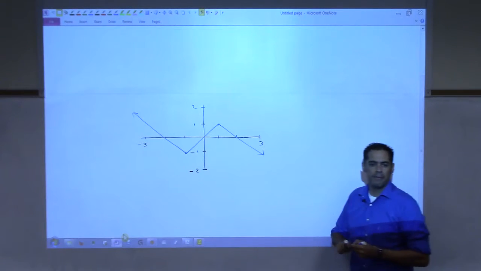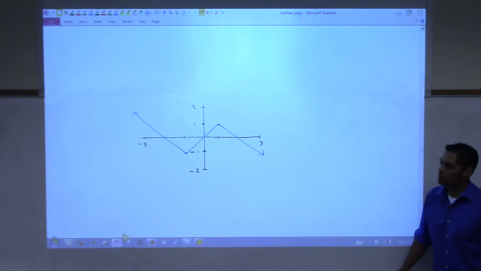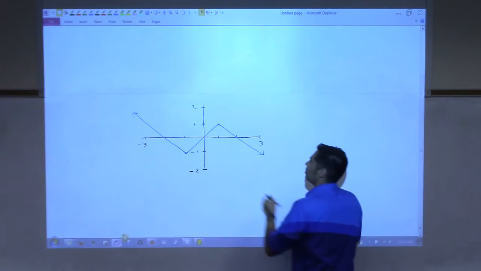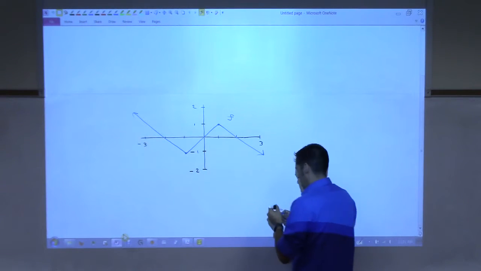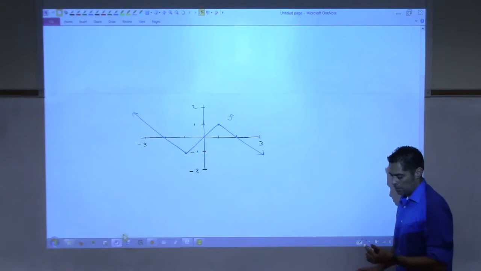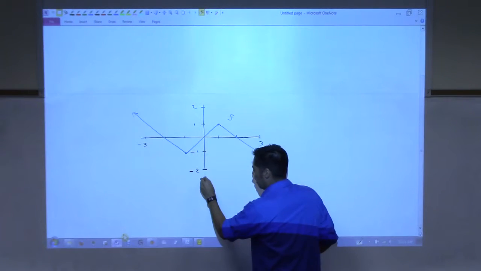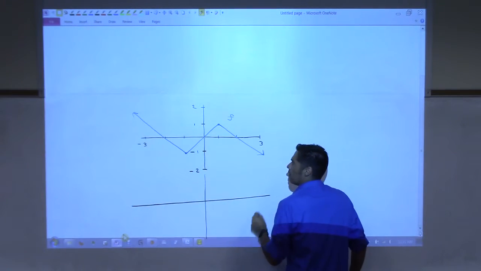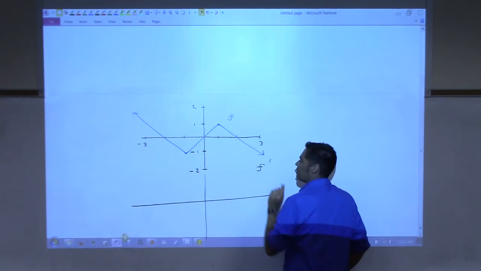There's a function f. See it? That's f. I would like for you to draw, and we'll do it right below it, its derivative. What does f prime's graph look like?